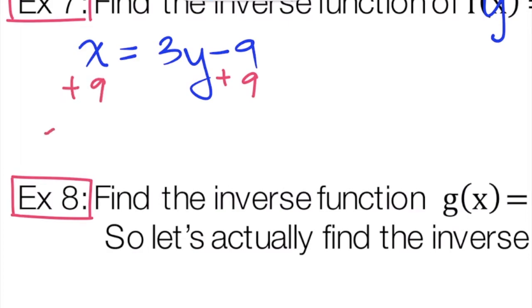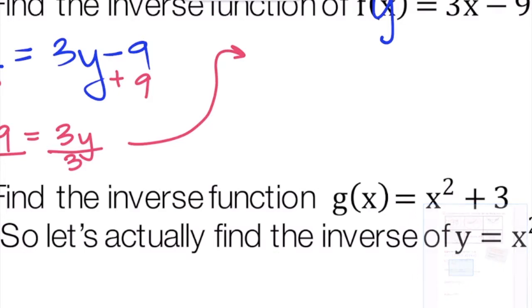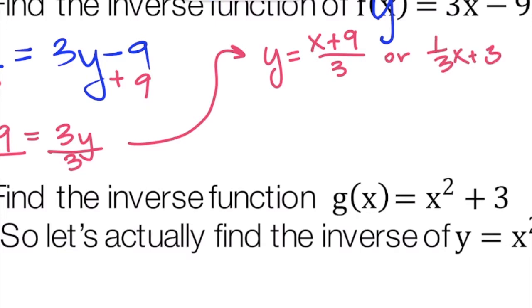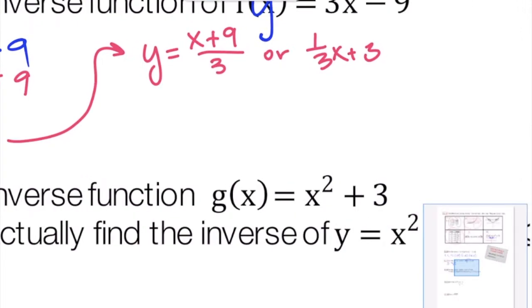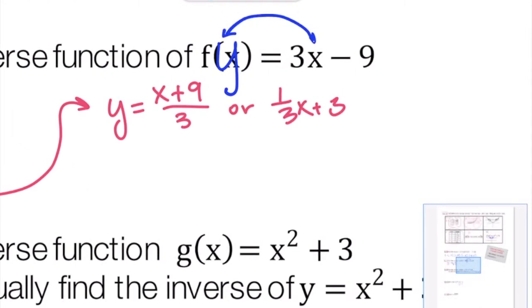So at this step, we have x plus 9 is equal to 3y. And then we're going to divide both sides by 3 and find that y is equal to, you can either say x plus 9 over 3, or you can say 1/3 x plus 3 if you want to leave that in slope-intercept form. Now your final answer needs to be written like this. Originally it was f of x.